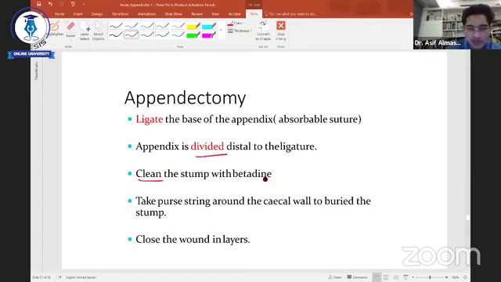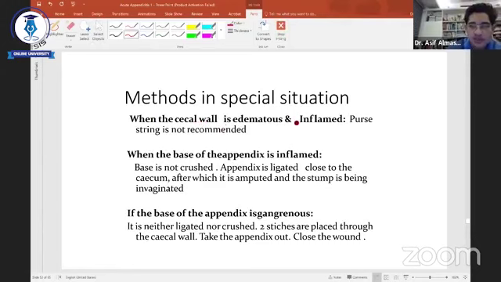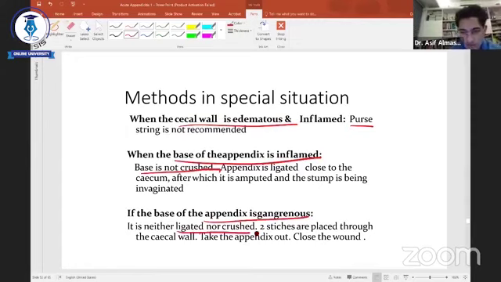Clean the stump with betadine. Purse string suture, nowadays we do not do this, but if you have any confusion, you can always do this, and close the wound in layers. Now, if the cecal wall is edematous, don't take the purse string suture. If the base of the appendix is inflamed, do not crush the base. If the appendix is gangrenous, do not ligate or crush. These are technical things which will not be asked at undergrad level. Usually, if these are asked, the examiner will give you some very good marks.